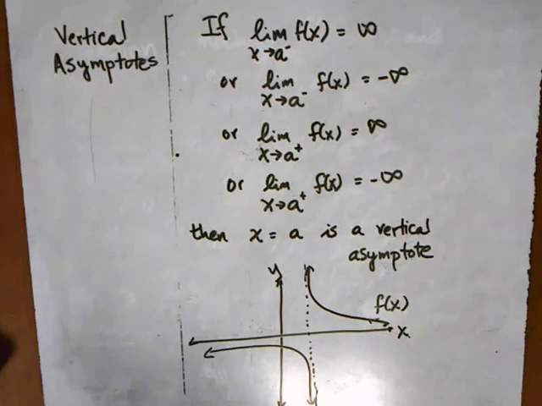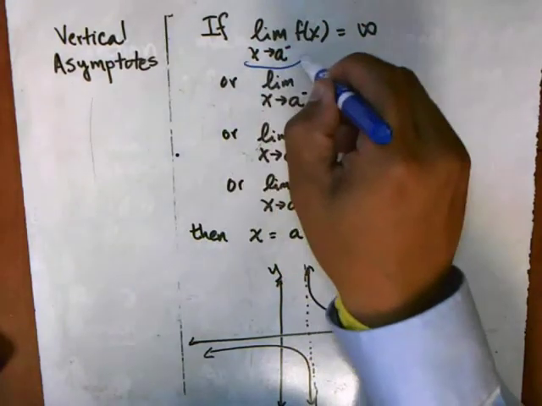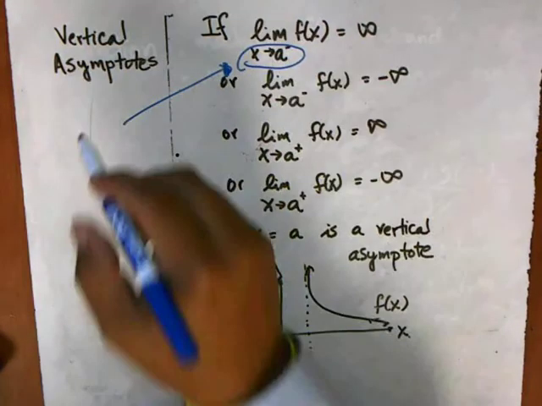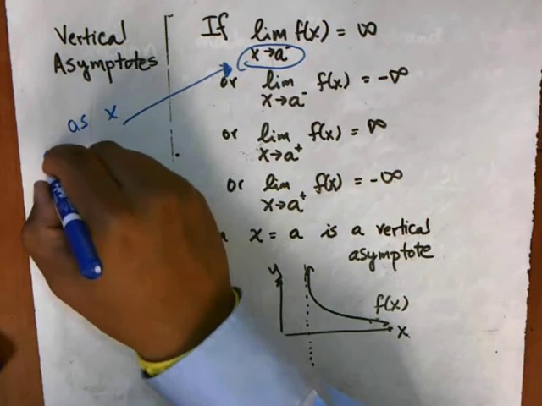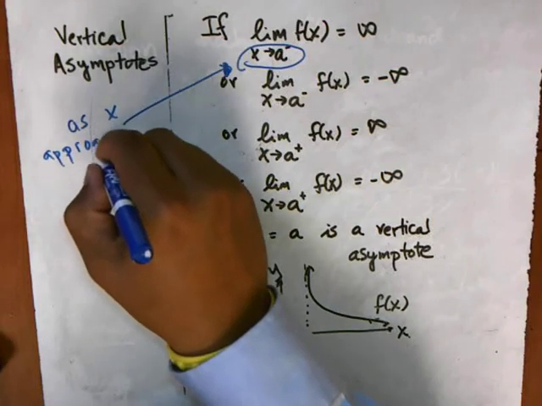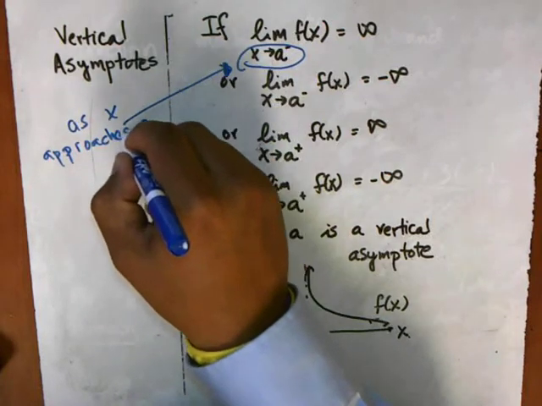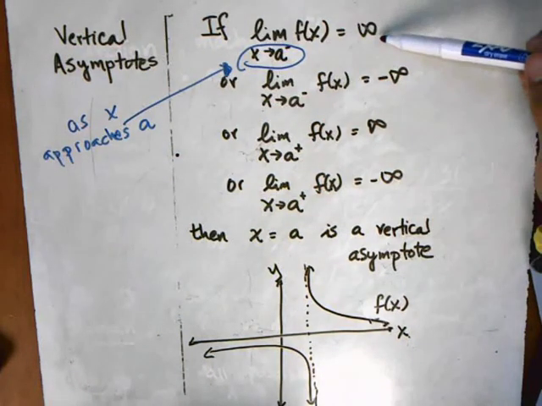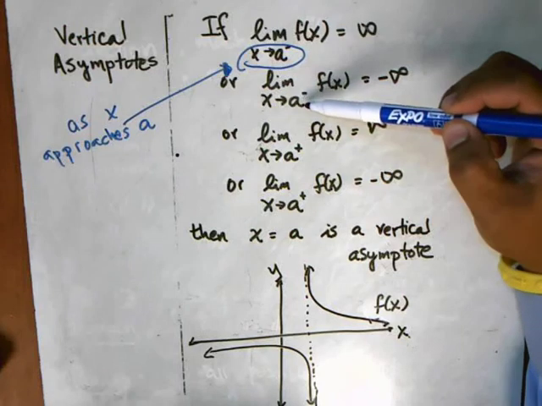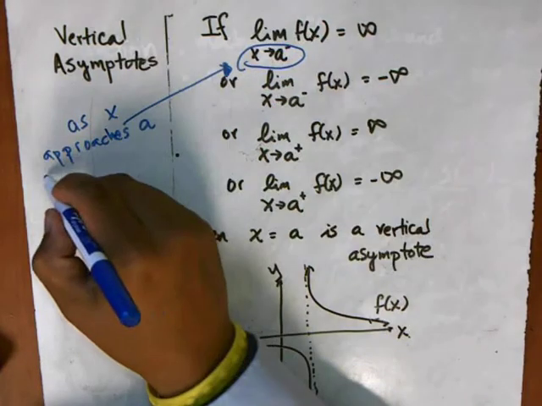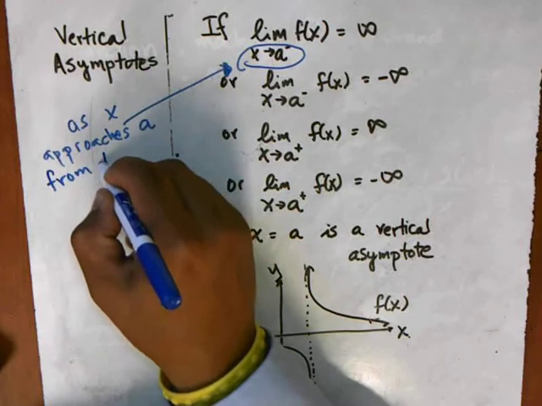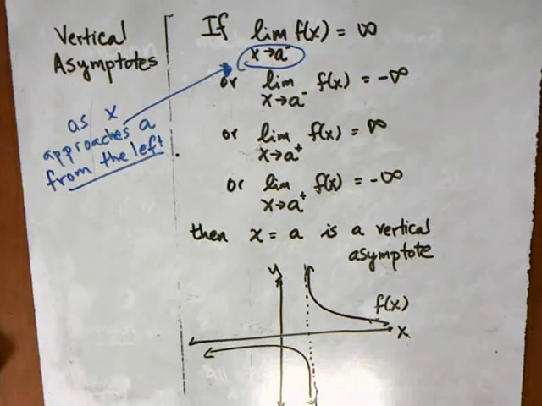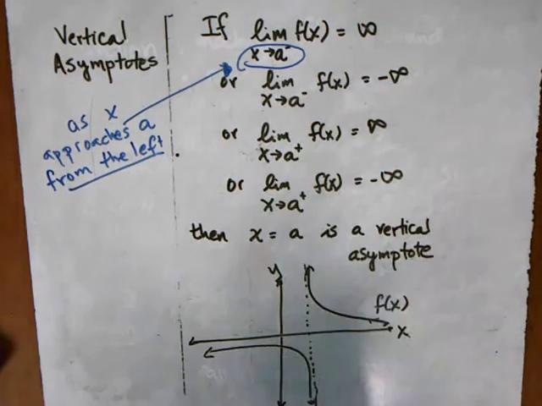So let me sort of just demystify the notation here. What this part right here means is x arrow A, and then minus, it means as x approaches A. Okay? So as x approaches A, f of x goes towards infinity. With the minus sign here, it means from the left. So going right, coming from the left.